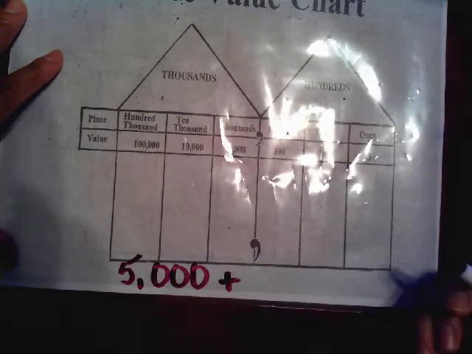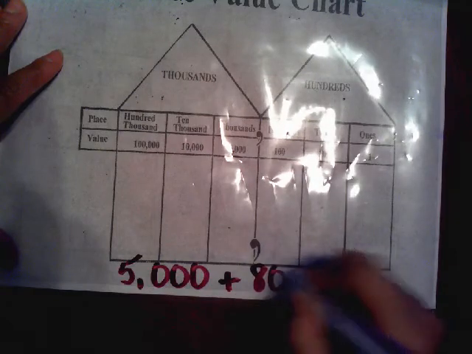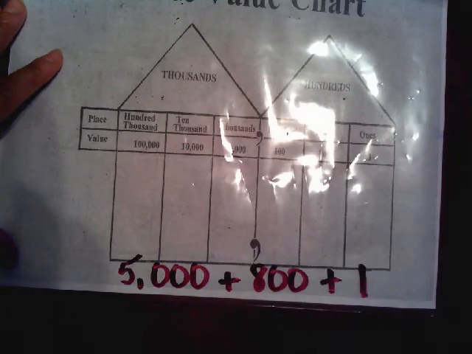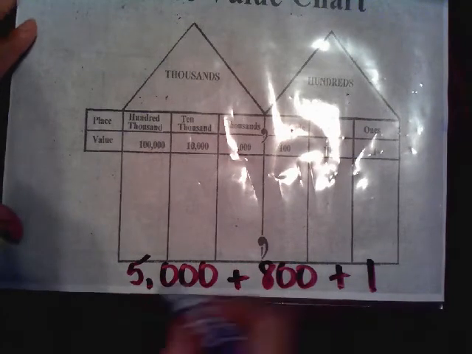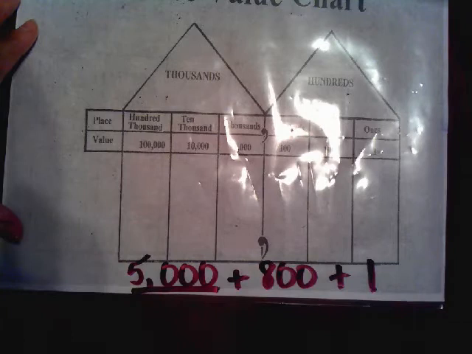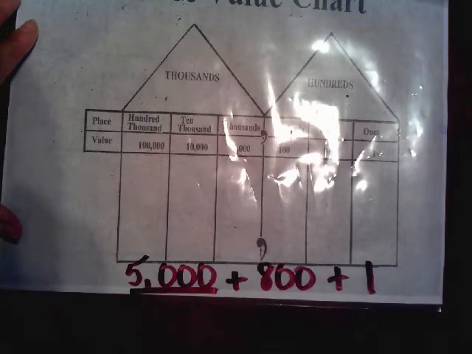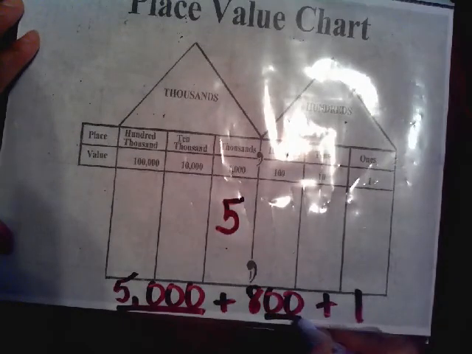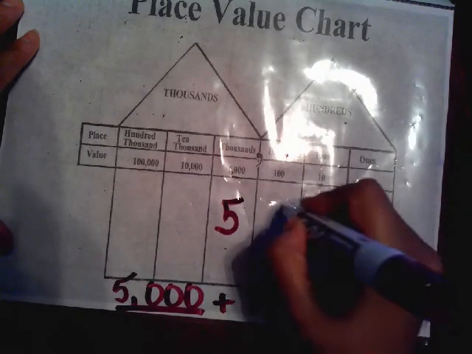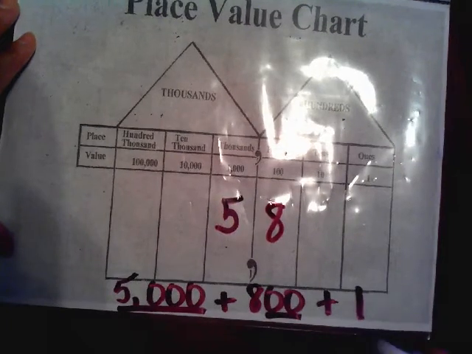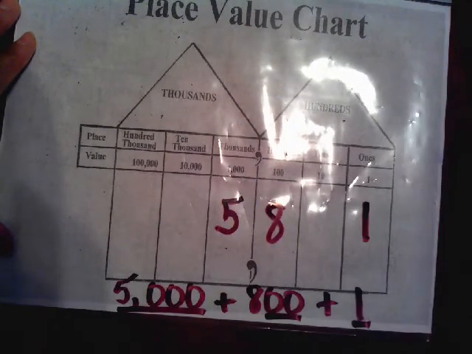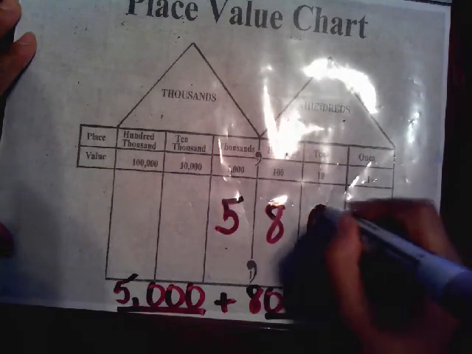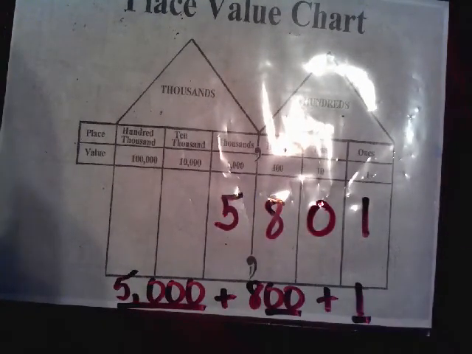So let's say you have 5,000 plus 800 plus 1. You need to make sure you take your time, go slowly, and look at the number and read it carefully. It says 5,000. So the 5 will be in the thousands place. 800. So that means 8 goes in the hundreds place. And this says 1. So in the ones place. This number has no tens. So we put a 0.